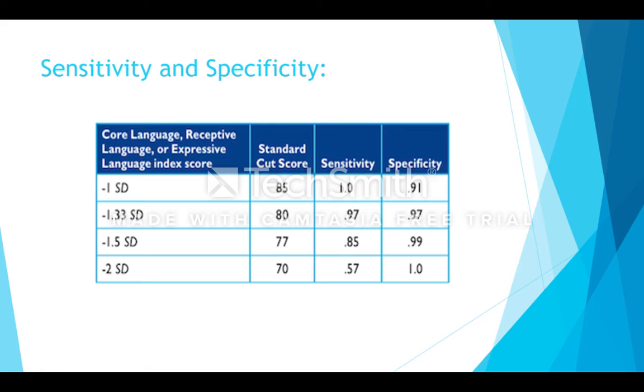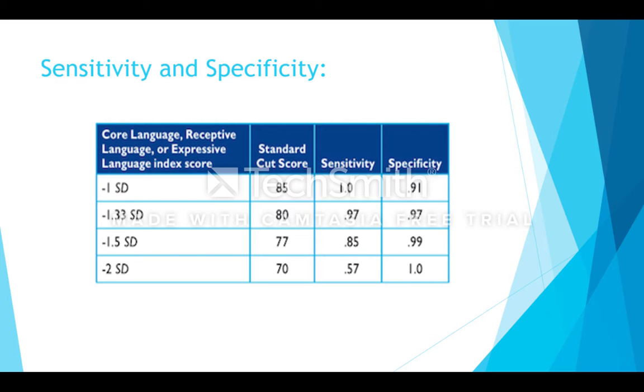So pretty good overall. With 1.3 standard deviations, with a standard cut score of 80, the sensitivity was 97% and the specificity also was 97%. So still pretty good. And then with 1.5 standard deviations, the standard cut score was 77. The sensitivity was 85%. So we are seeing that 15% are not being identified, which is a little worrisome. But I will say that the manual does say that they still consider this very good to excellent. The specificity was 99%, which was good.